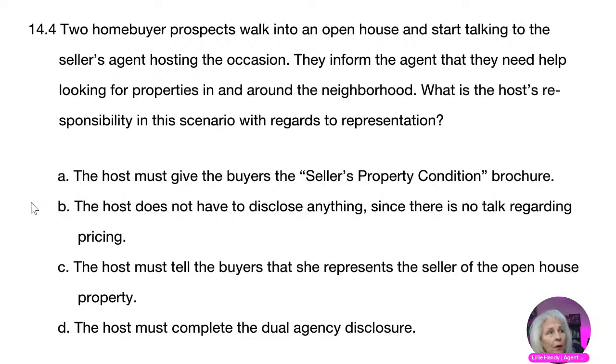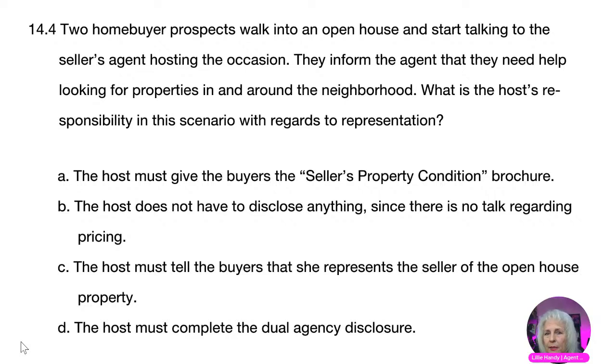All right, number 14.4. Two home buyer prospects walk into an open house and start talking to the seller's agent hosting the occasion. They inform the agent that they need help looking for properties in and around the neighborhood. What is the host's responsibility in this scenario with regards to representation? A, the host must give the buyers the seller property condition brochure. B, the host does not have to disclose anything since there is no talk regarding pricing. C, the host must tell the buyers that she represents the seller of the open house property. Or D, the host must complete the dual agency disclosure.